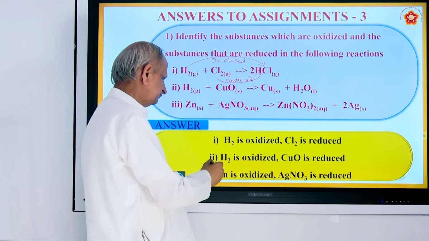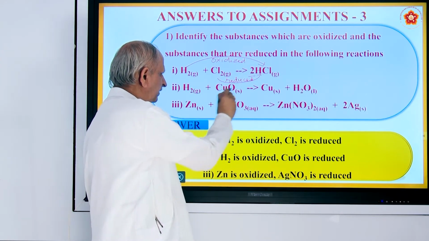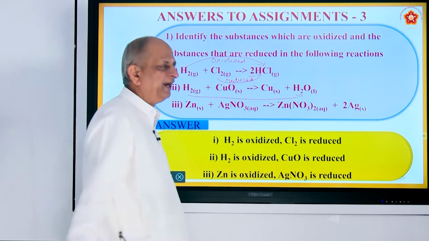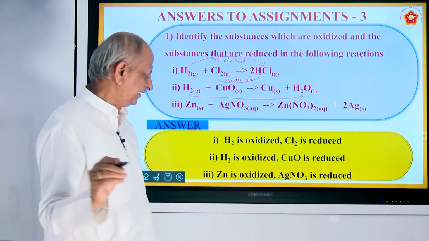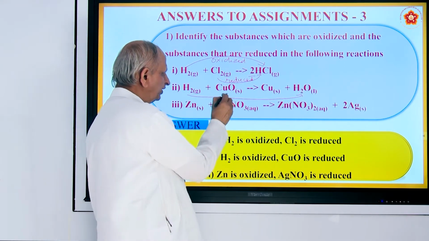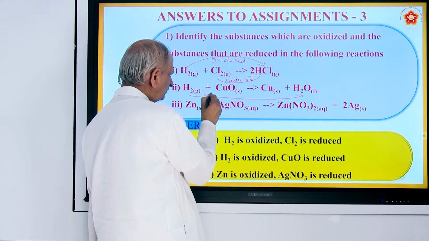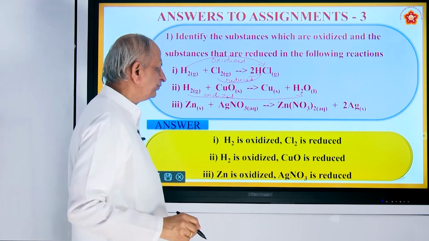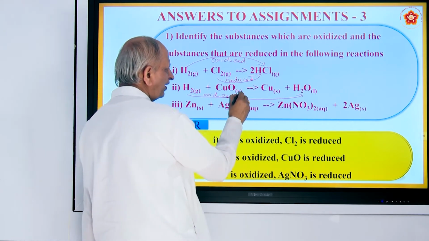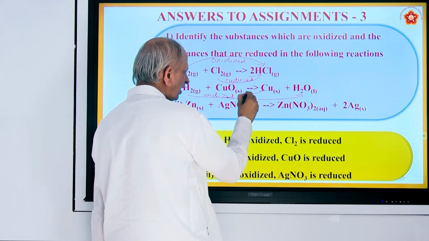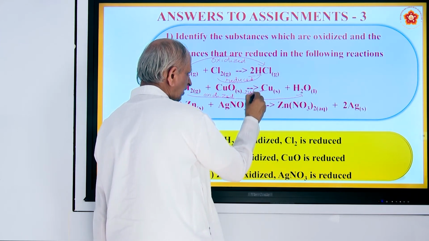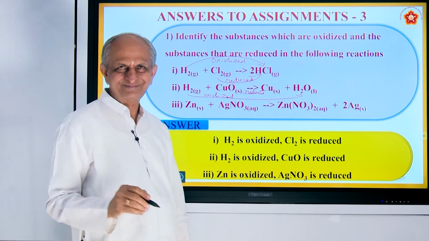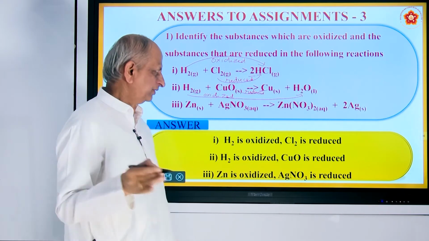Coming to the second equation, hydrogen becomes water. When hydrogen becomes water, what is added? Oxygen is added. So, we say hydrogen is oxidized. When hydrogen is oxidized, cupric oxide becomes copper. So, there is removal of oxygen. When there is removal of oxygen, we say copper oxide is reduced to copper. Very simple, na? All of you can make out, okay?